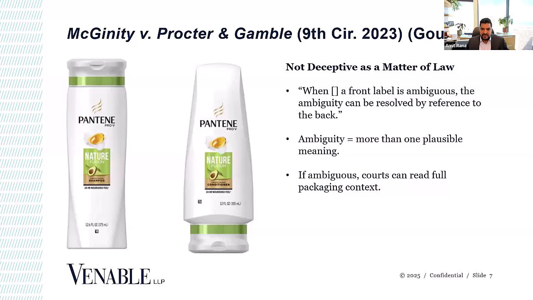But Judge Gould wrote this decision in 2023, and the result, frankly, was, as I said, kind of an opening of the floodgate for every defense counsel to argue that front label claims are ambiguous and that the court must consider ingredient list, back of label claims, qualifiers, side panels, etc.